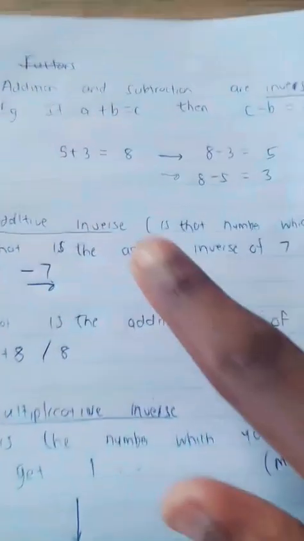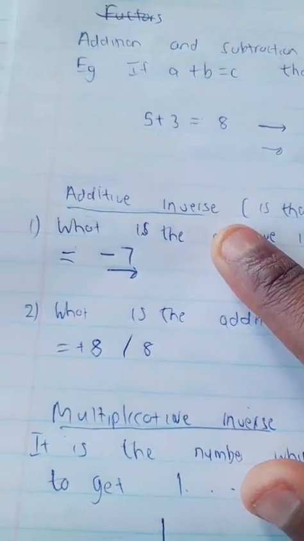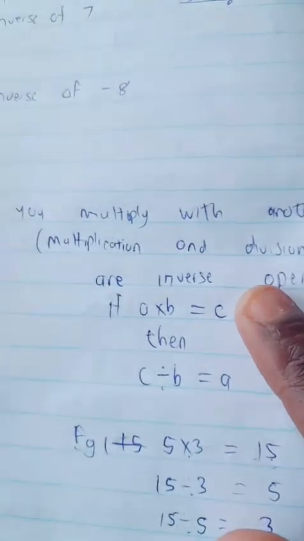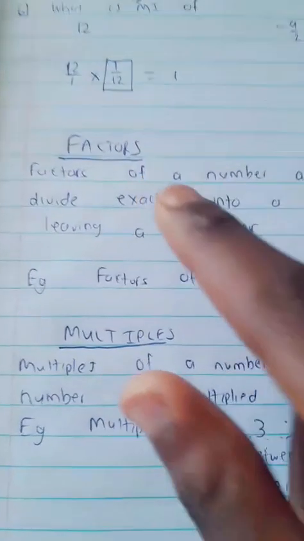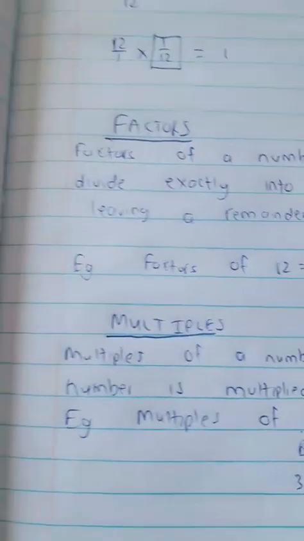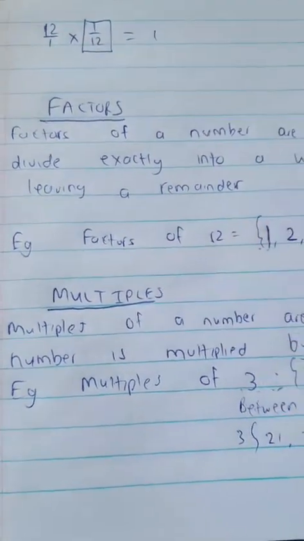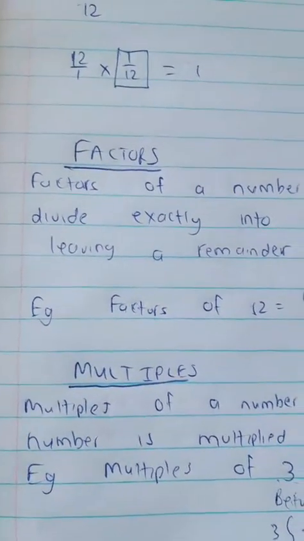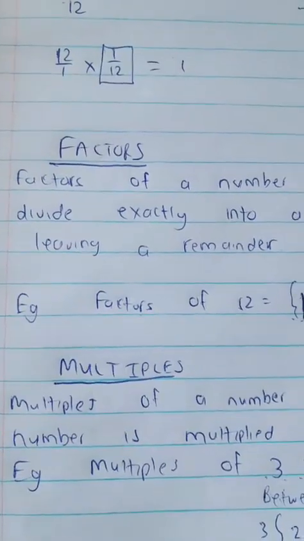We looked at how addition and subtraction are inverse operations. We looked at the additive inverse. We looked at the multiplicative inverse. We looked at how multiplication and division are inverse operations. We did some additive inverse and multiplicative inverse questions. And then we ended off by defining what factors and multiples are. We have not really gone into the revision of other things related to factors.